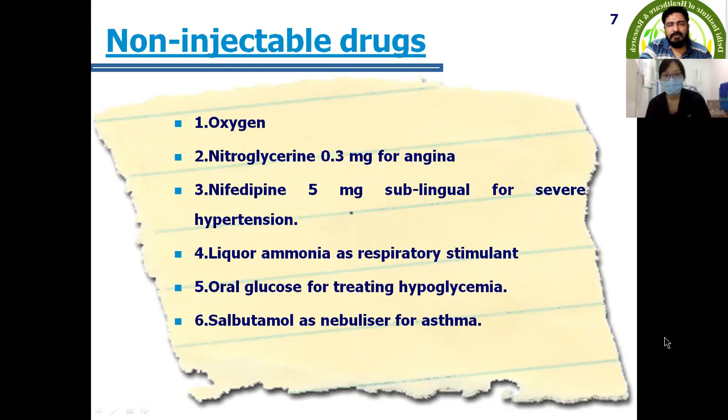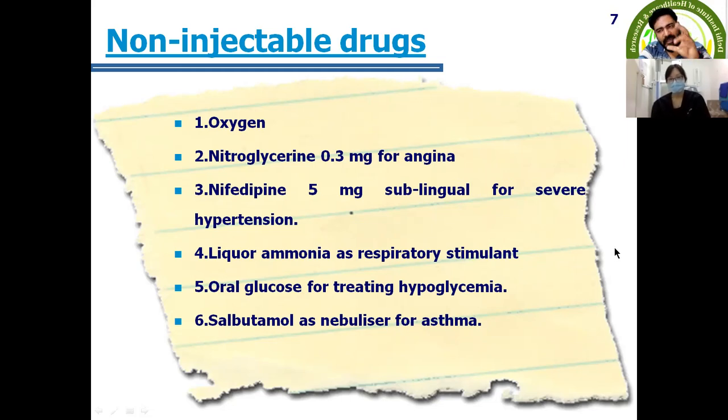In non-injectable drugs: oxygen, and nitroglycerin for angina. When the patient has angina, 0.3 milligram of nitroglycerin is kept sublingually. It is absorbed first and angina can be relieved until the medical help arrives. And nifedipine, liquor ammonia as a respiratory stimulant, oral glucose for treating hypoglycemia, and salbutamol for asthma patients.